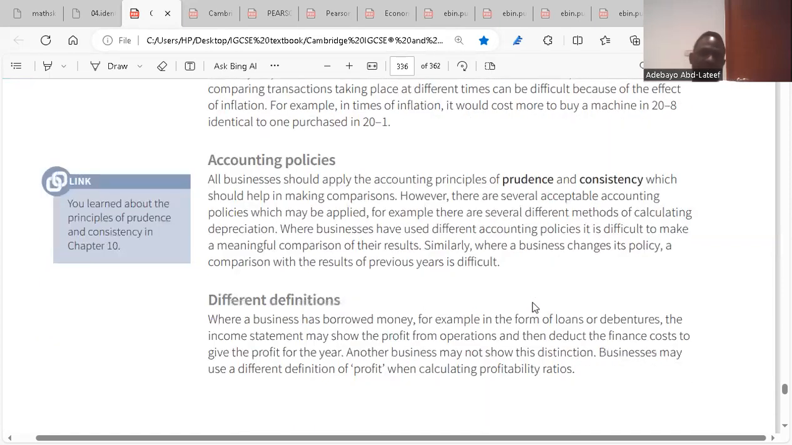Accounting policies. All businesses should apply the accounting principles of prudence and consistency, which help in making comparisons. However, there are several acceptable accounting policies which may be applied. For example, there are several different methods of calculating depreciation. In accounting concepts and conventions, there must be prudence and consistency, but when calculating depreciation there are different methods you can use, and this can also affect the accounting statement.